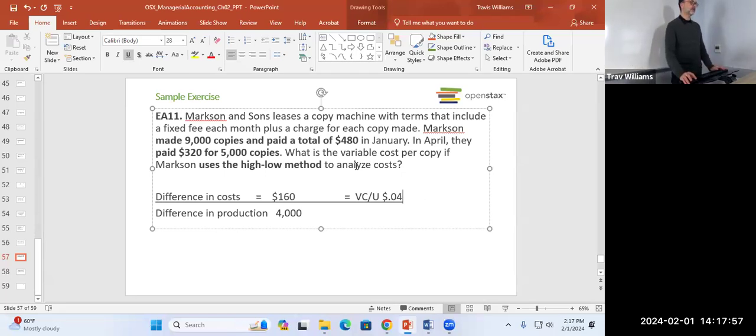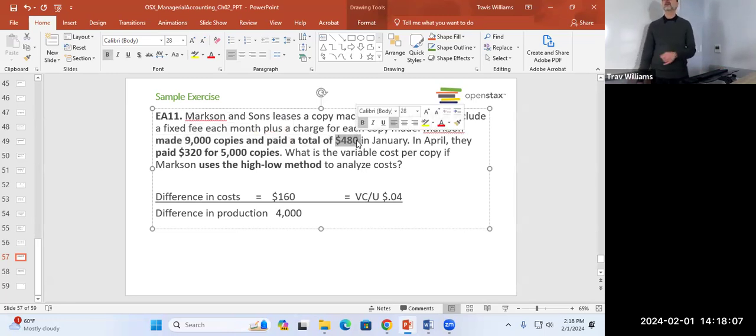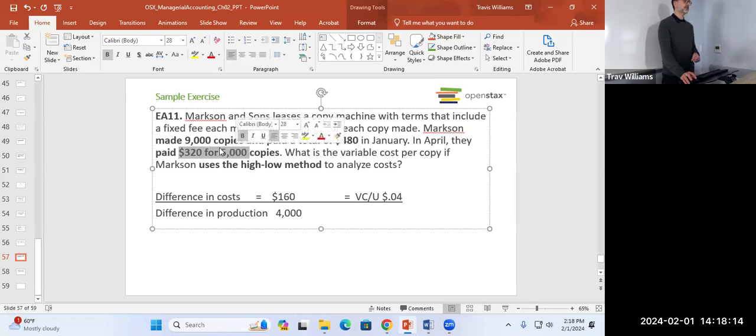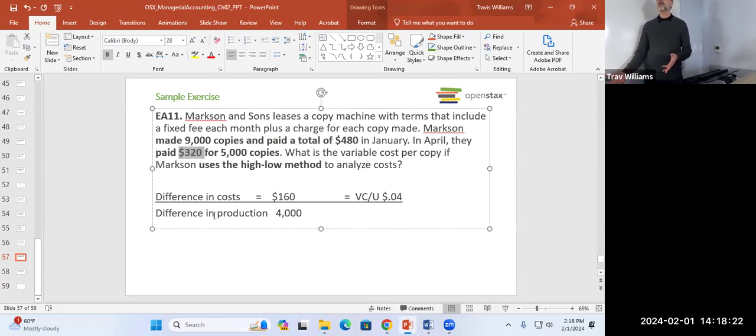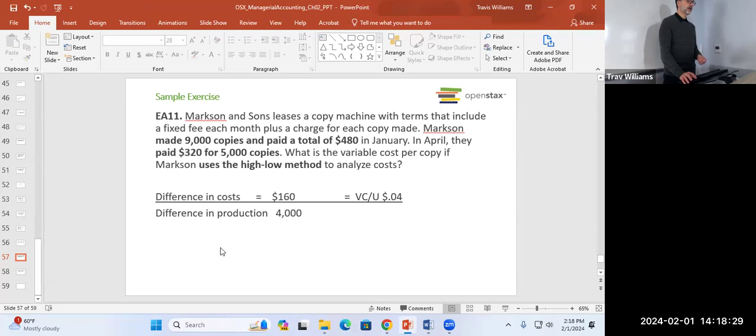We could take 4 cents, multiply it by 9,000 copies, subtract that from the total cost of $480, and that would tell us the fixed cost. 120. Or we could do it over here. We could take the 4 cents times 5,000 copies, subtract it from the total cost of that month, and we would get the same answer, right? So either way, that will tell us the fixed costs. Okay, are there any questions on exercise 11?